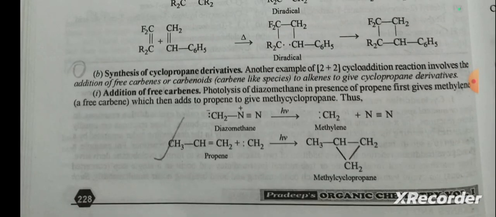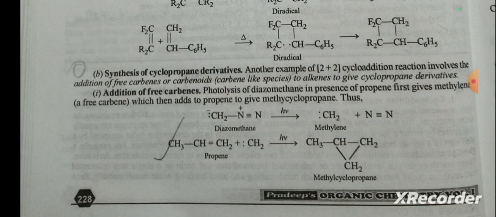Synthesis of cyclopropane derivatives. Another example of [2+2] cycloaddition involves the addition of carbene or carbenoid to an alkene to give a cyclopropane derivative. First, addition of free carbene.